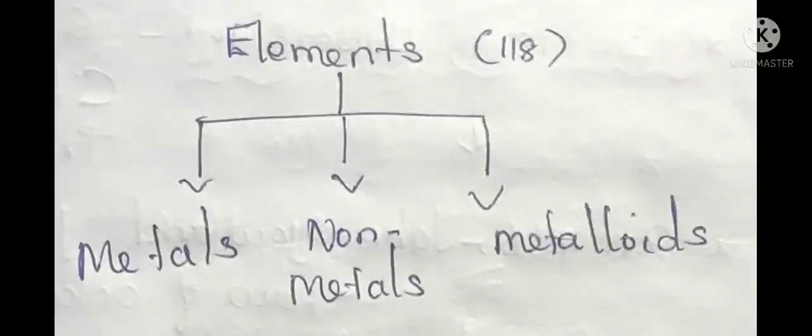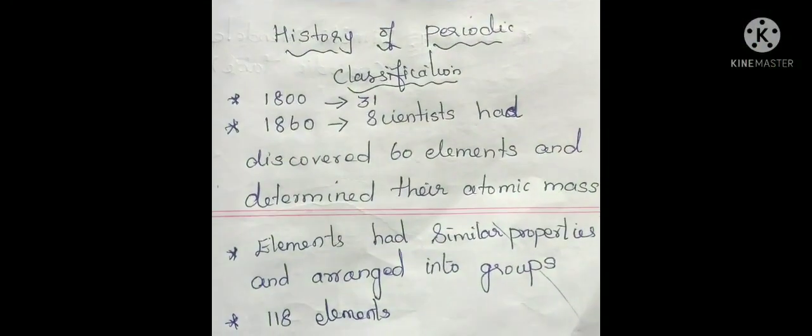Now we can see the history of periodic classification. At the beginning of the 18th century, we had only 31 elements. In the year 1860, the number had increased. Due to rapid development in chemistry and advancement in technology, scientists discovered 60 elements and determined their atomic mass. They studied all the elements, their physical and chemical properties, and found that most of the elements possessed similar properties. Hence, they arranged them into groups.